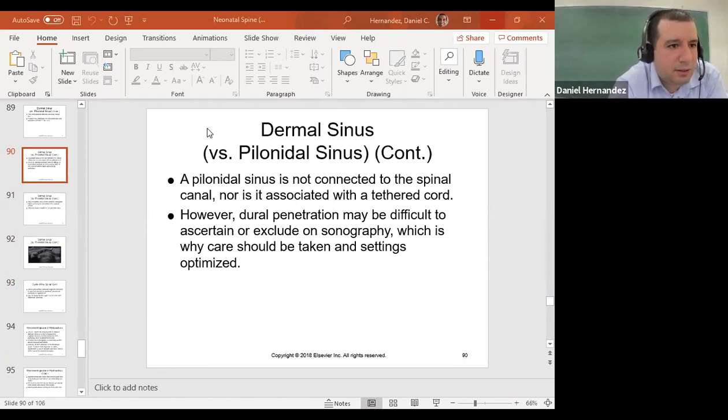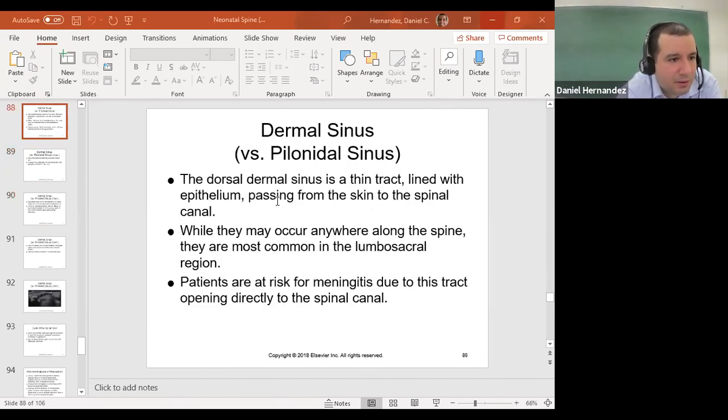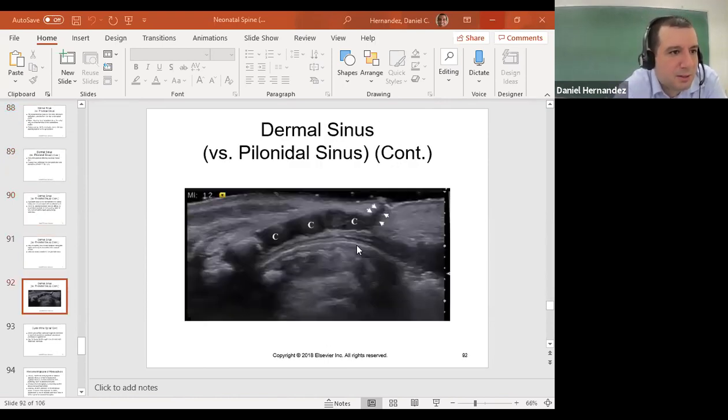So a dermal sinus could potentially have interaction with the spinal cord, whereas the pilonidal sinus is not connected to the spinal canal nor is it associated with the tethered cord. So just remember that differentiating: a dermal sinus could have connection with the spinal cord and connection to the dura mater, increasing the risk for meningitis in these babies. It passes from the skin to the spinal canal with the dermal sinus.